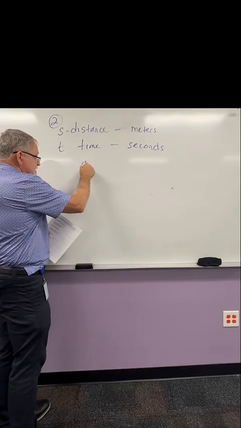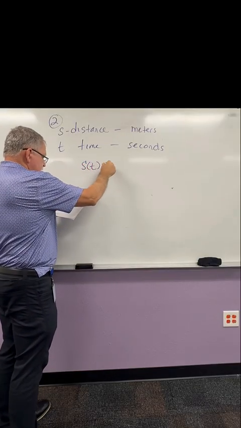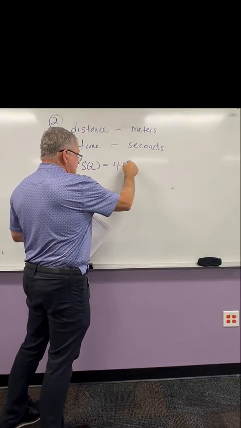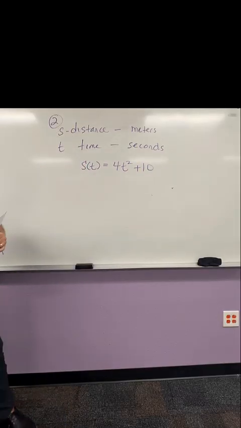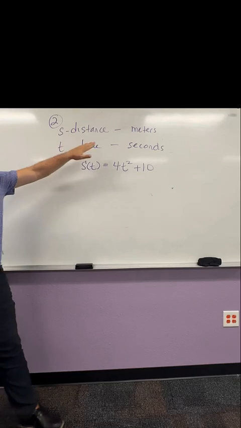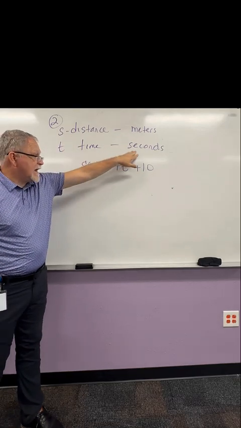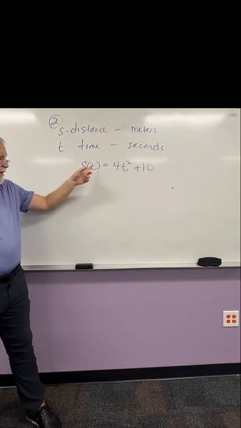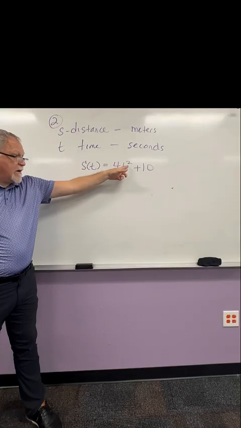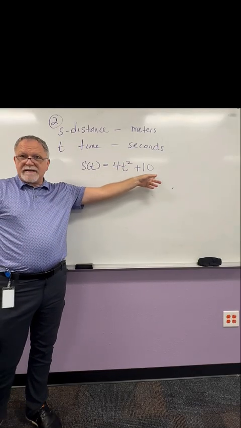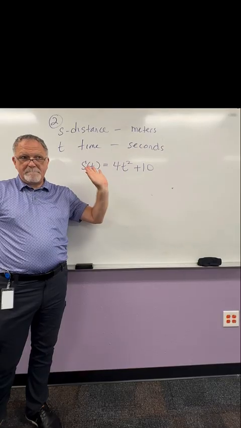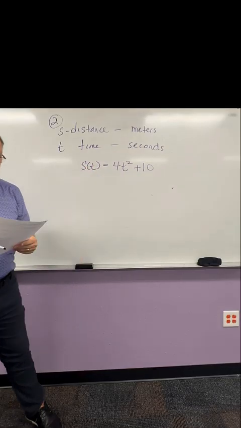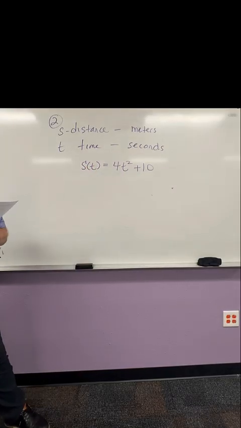So they've given us this: S of t is equal to 4t squared plus 10. So this is what we're given, that the distance traveled in meters as a function of seconds is given by this, where we take whatever the seconds is, square it, multiply it by 4, and then add 10. That tells us the total distance traveled in that number of seconds. Are you with me on that? Okay. So now let's start to dive into what we're asked to do.